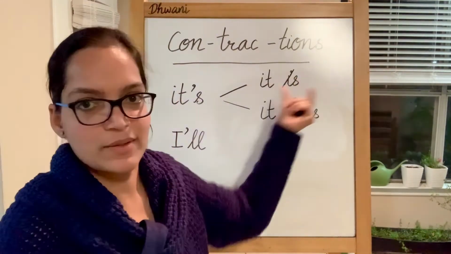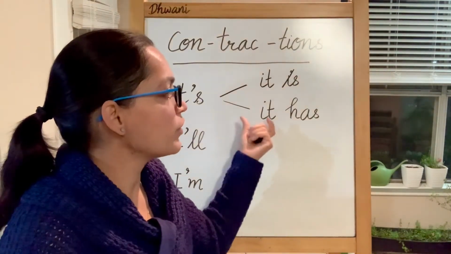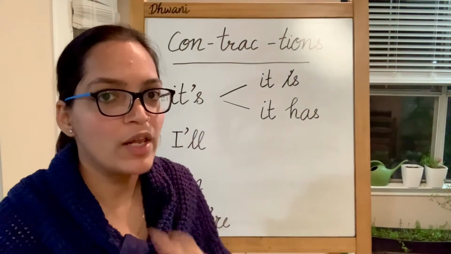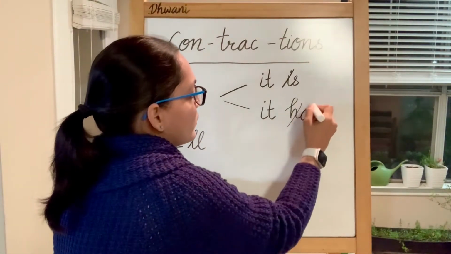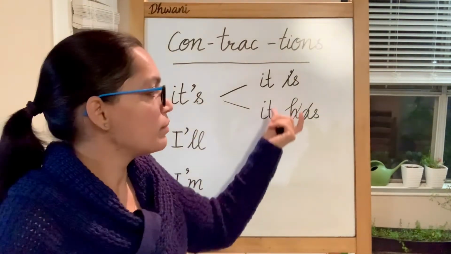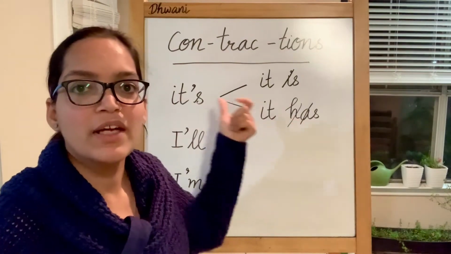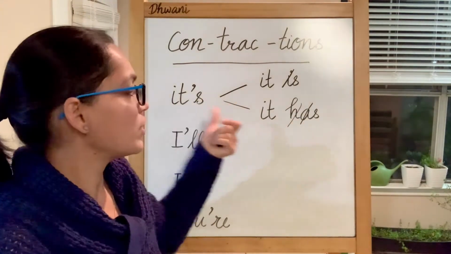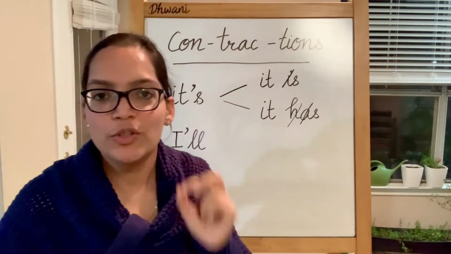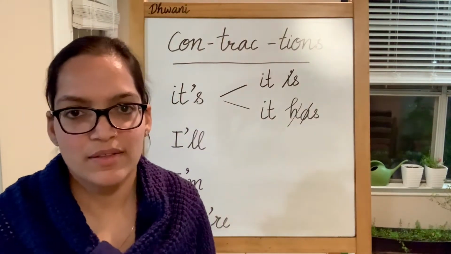This is it is. Now again, in place of it has, if you see, we have taken away two alphabets, H and A. And now in place of these alphabets, we have put an apostrophe after it. So it has become it's. Now let's use them in sentences and understand.